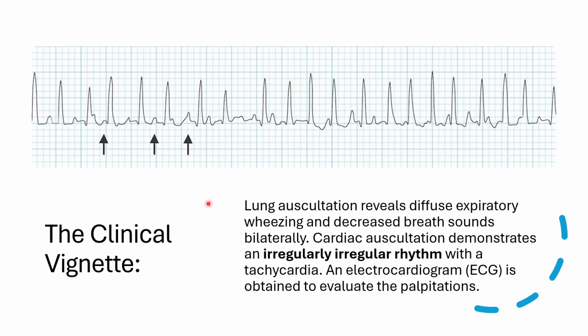Auscultation reveals diffuse expiratory wheezing and decreased breath sounds bilaterally. Cardiac auscultation demonstrates an irregular rhythm with a tachycardia. An EKG is obtained and shown here. So have a look at the EKG. Some hints are provided also.